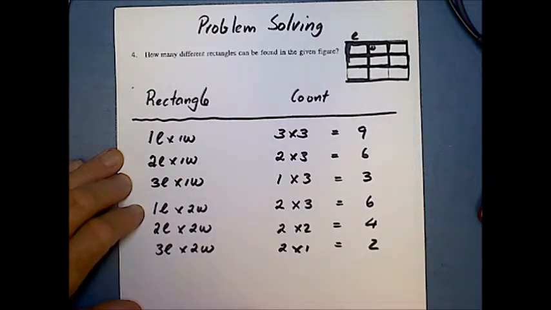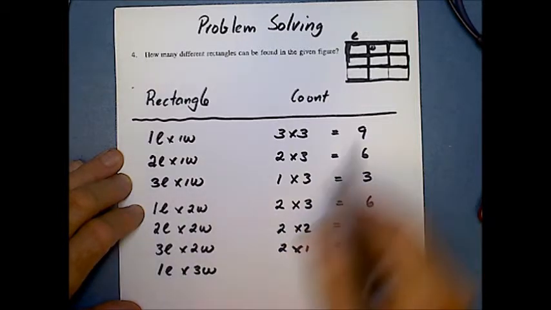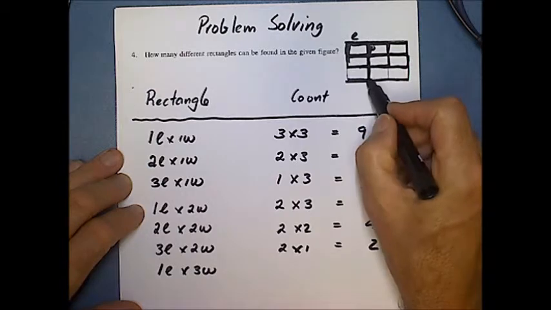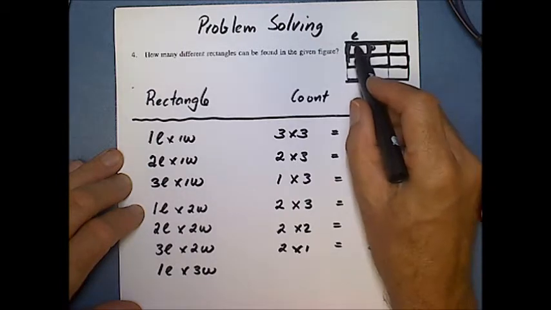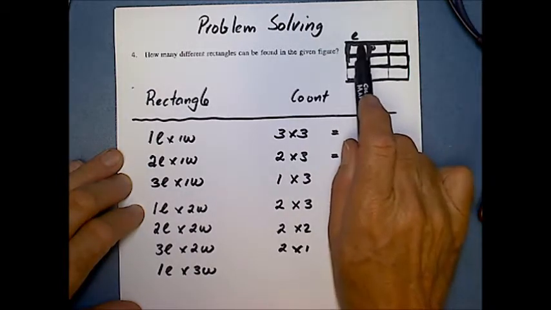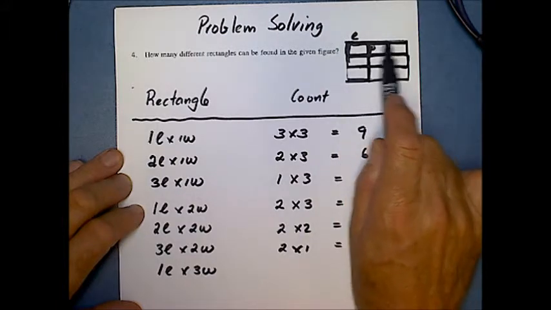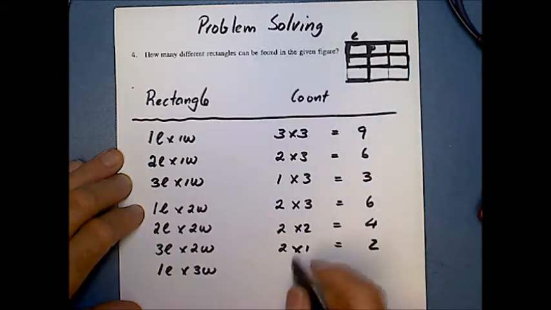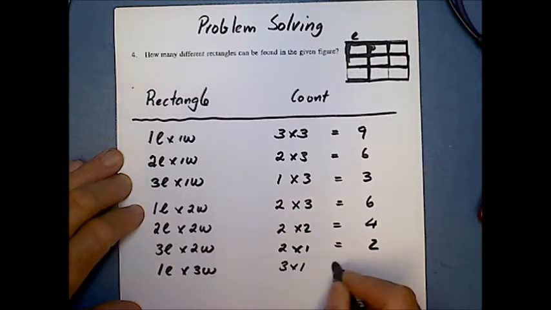Now we'll consider all of the rectangles of 3 width. So the first one will be 1 length by 3 widths, and of course that will be this one. And you can see that there's going to be 3 of those. 1 in the first column, 1 in the second column, 1 in the third column. So there is going to be 3 times 1, which is equal to 3.